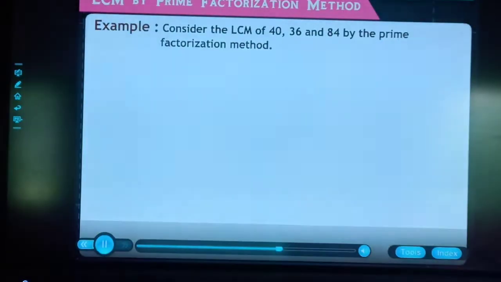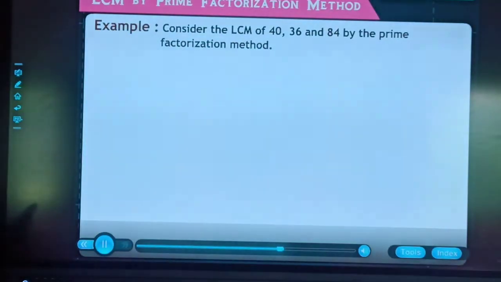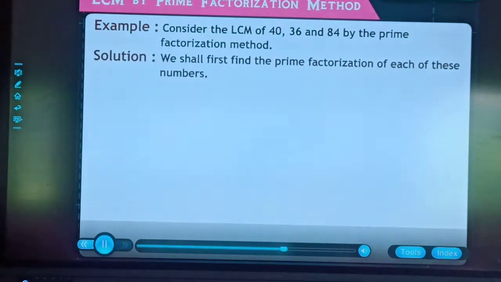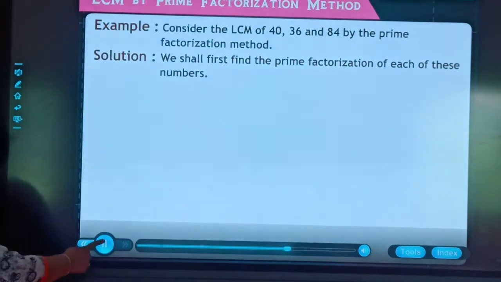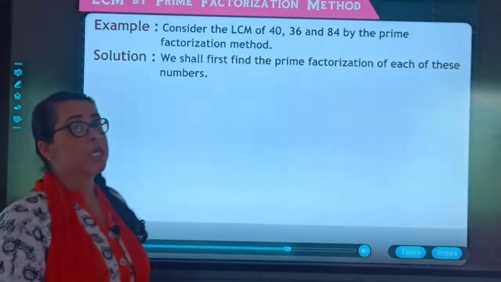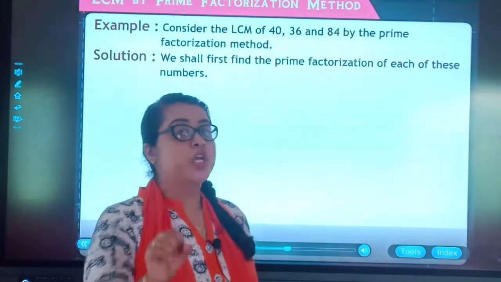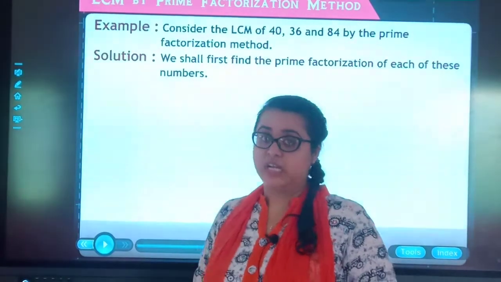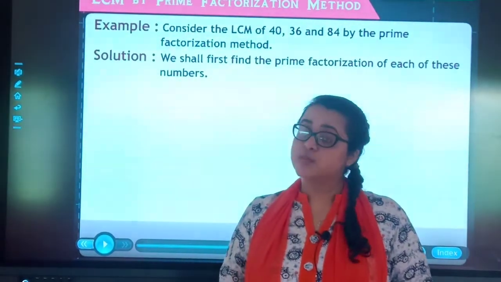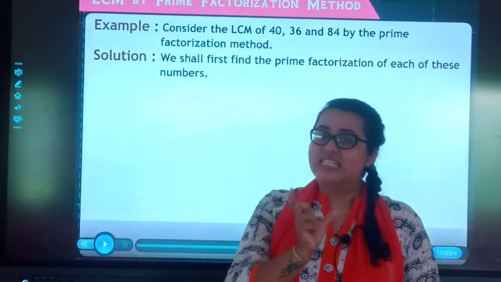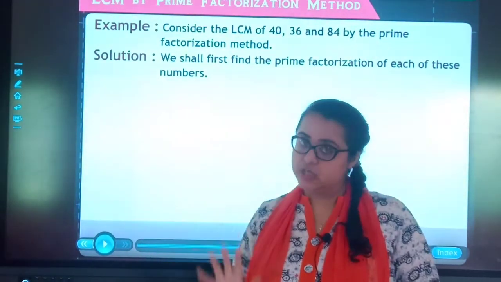LCM by prime factorization method. Example, find the LCM of 40, 36 and 84 by the prime factorization method. Solution. We shall first find the prime factorization of each of these numbers. Students, in the question it is said that you are supposed to find the LCM by prime factorization method.